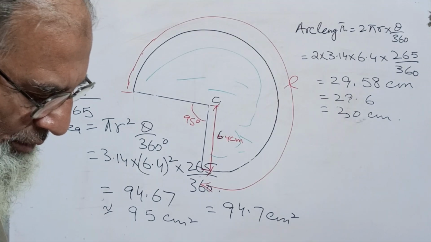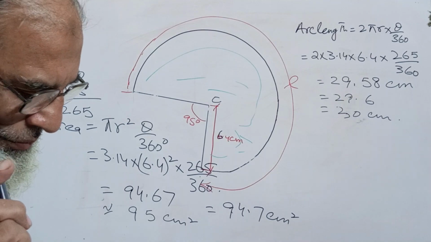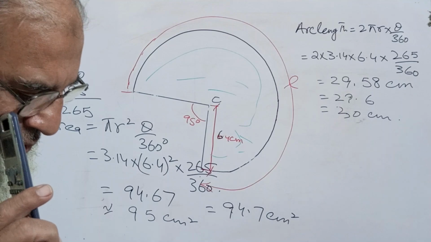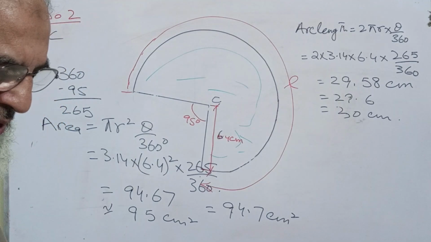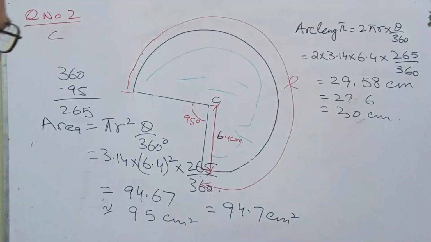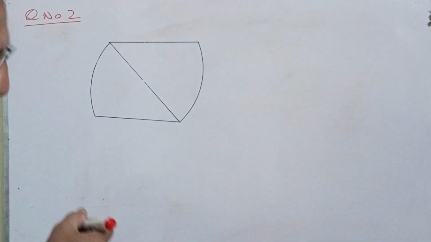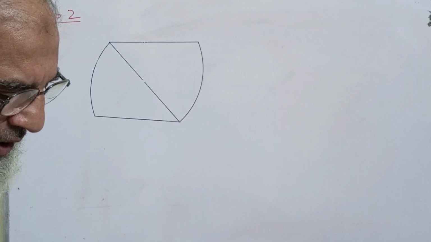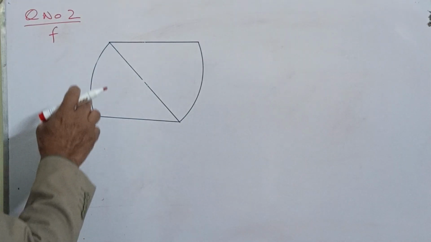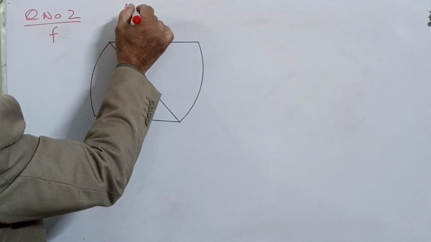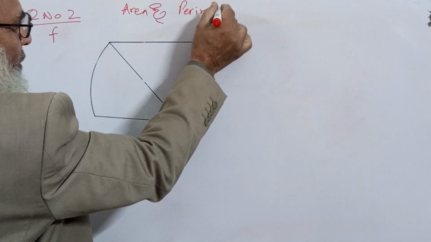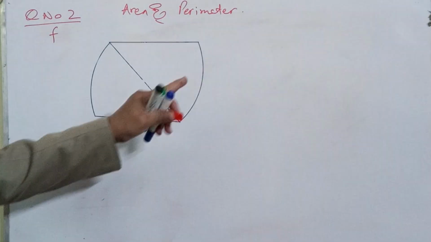Now let me take only one part from find the area and perimeter of the following. Okay, now I am going to attempt one part only, the last part of question number 2. Now my dear students, this is part F, and we have to find the area and perimeter of the following. We don't have to find the arc lengths now.